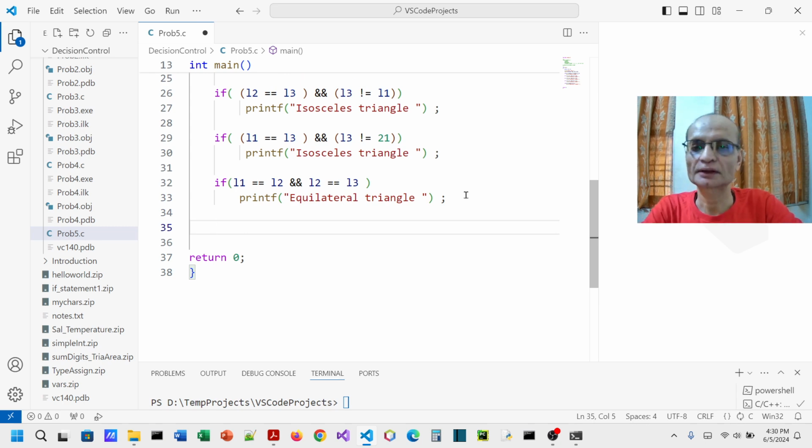Now comes the right angle triangle. Okay. Now how do I check the right angle triangle? Now that is very tricky. Why? Because I have to check whether the square of the distance, say S1, is equal to the sum of the squares of S2 and S3. So that is what I need to do. So it is a little tricky, and let's solve that.